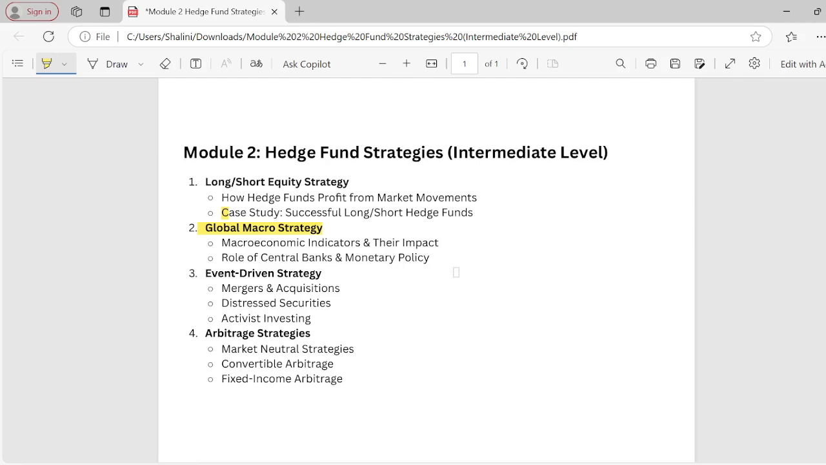Now a case study: understanding central bank policies. Hedge funds closely monitor central bank decisions, such as the Federal Reserve in the USA, where interest rate hikes or cuts impact stocks, bonds, and forex. The European Central Bank's monetary policy affects the euro and European markets. The third example is the People's Bank of China, whose policies influence commodity prices in emerging markets. So you can understand the role and impact of these things.